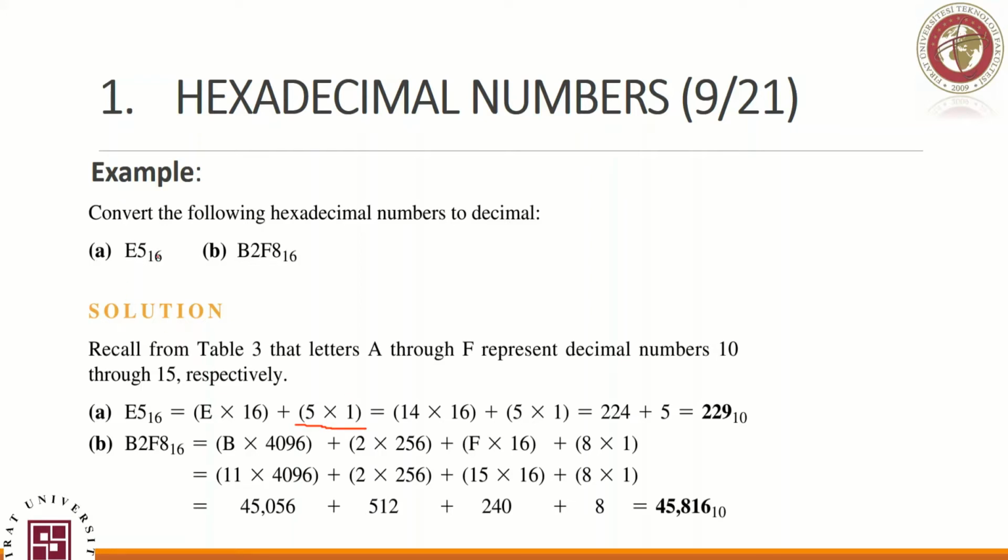How about E? Here the base increases. E times 16. What is E? A, B, C, D, E, F. So that's 14. 14 times 16 plus 5 times 1. So it's just a matter of mathematical calculation, nothing else.